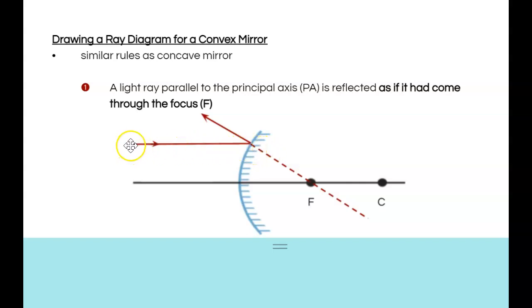So if we were drawing this, I would draw in this line, and then I would go and draw the line through the focus. But remember, behind the mirror, we always draw those virtual dotted lines, and then I would extend that dotted line backwards and out. And we can see that that's going to cause a divergent real ray. So there's our first rule.